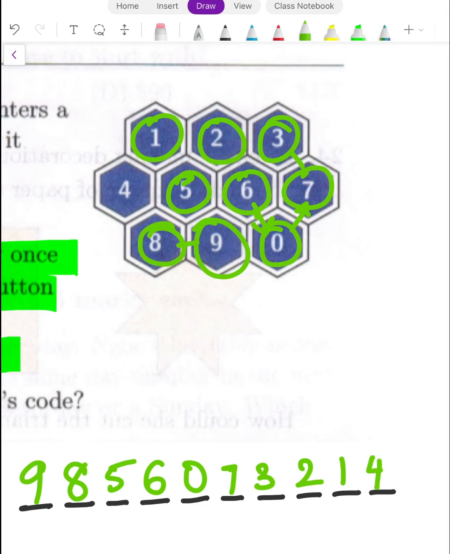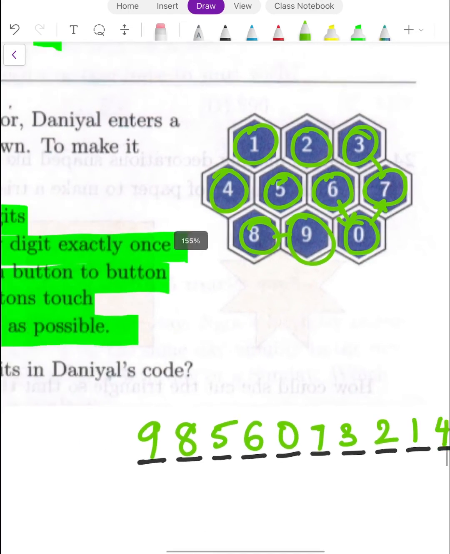2, 1, and 4. So this is our code. Of course, if you are trying out and you have written a different code, remember, these are very tricky questions. Do not just try one number and move on to the next question. Do keep thinking about it, because it sometimes takes a while to finally get the right answer.